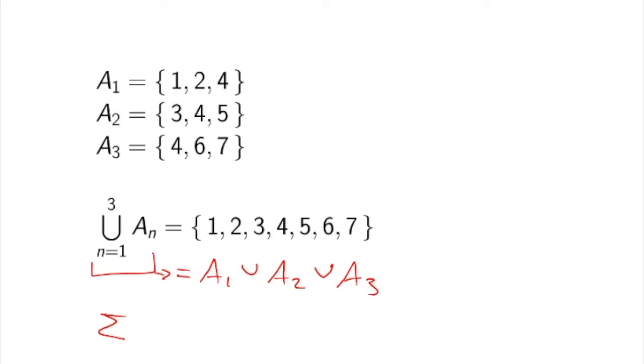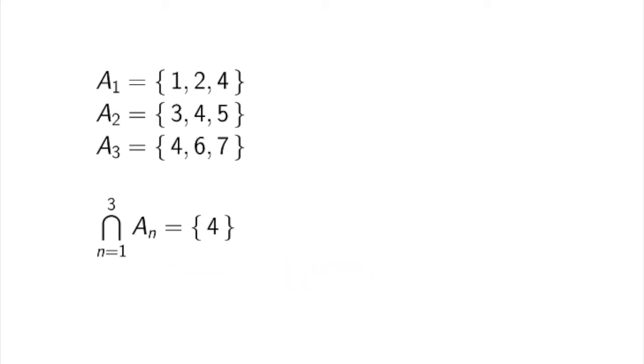And in this case, it's just the numbers from 1 to 7. Similarly, we can use the intersection operator here as well. So we can write this as A1 intersection A2 intersection A3.